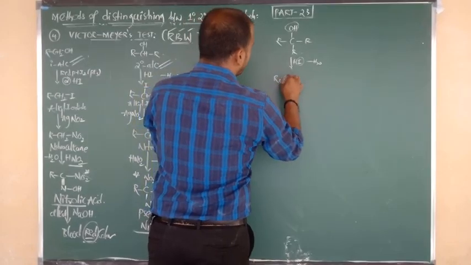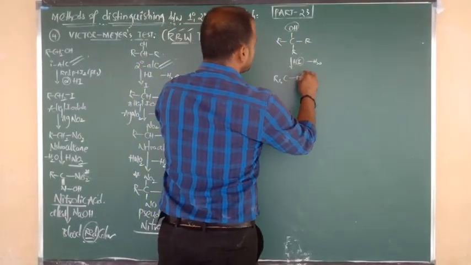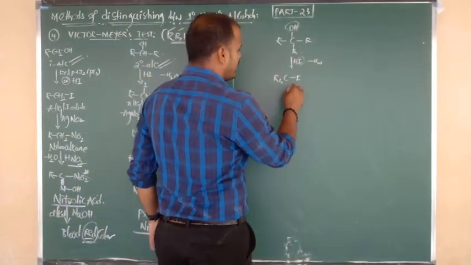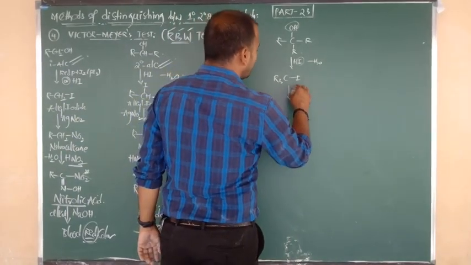Shortly I will write that as R3C, with OH replaced by I minus. So again the same thing, we are getting alkyl iodide. Such alkyl iodide now undergoes reaction with, same thing, AgNO2.